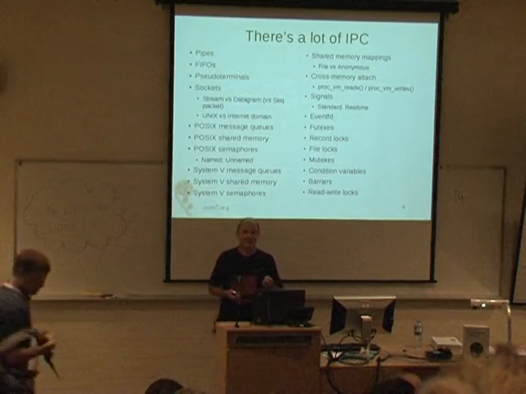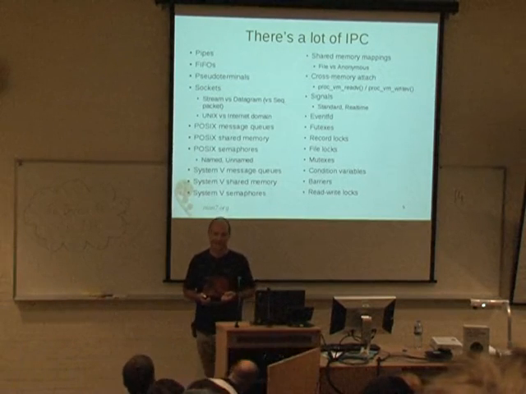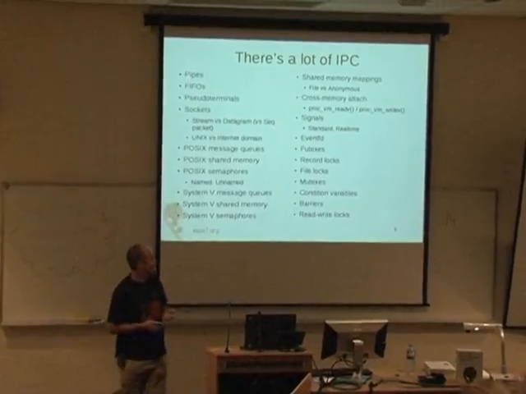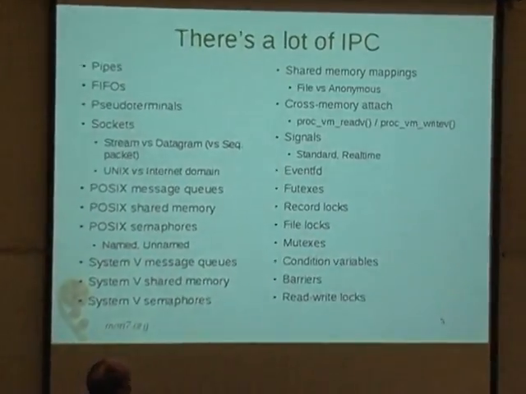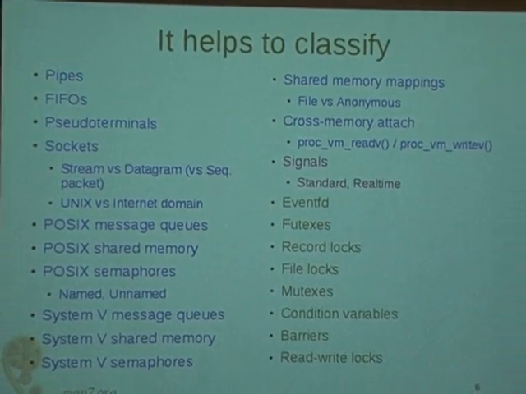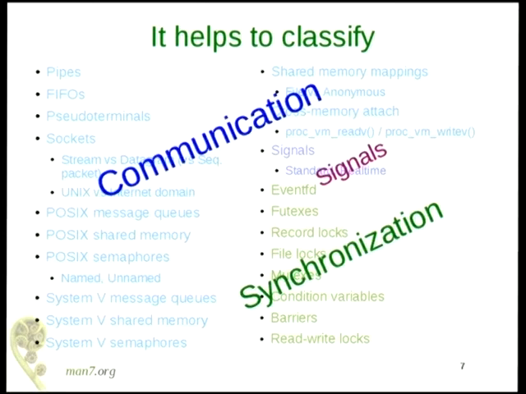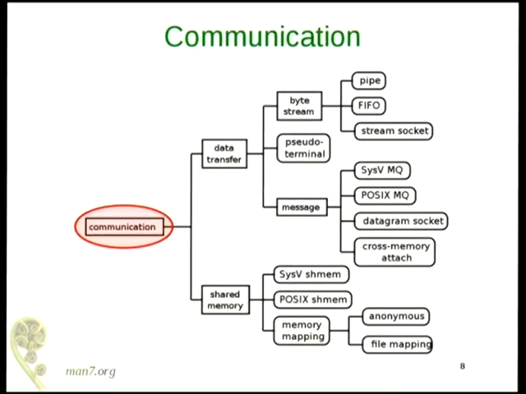So the first thing to know is there is a lot of IPC on Linux. I think it's nearly a complete list. It's as complete as I could make it anyway. There's something like 20 or so different things there. If you want to try and understand it, the first thing that helps is to try and classify it. That's a first attempt at classification, where I've divided mechanisms into communication, things that are about exchanging data, synchronization, which is about coordinating activities of processes, and signals, which don't quite fall into either category, but can be both.